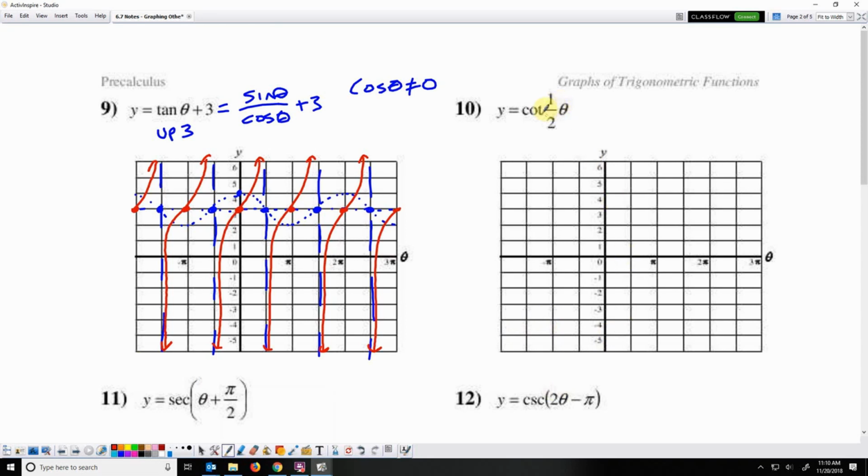Number 10, y equals cotangent 1/2 theta. That 1/2 right there is inside of that cotangent function, so it is going to be a horizontal dilation by 2. So because it's cotangent, it's cosine over sine, so cosine 1/2 theta over sine 1/2 theta, which means that sine 1/2 theta cannot equal 0.